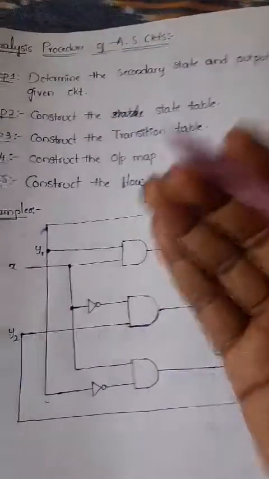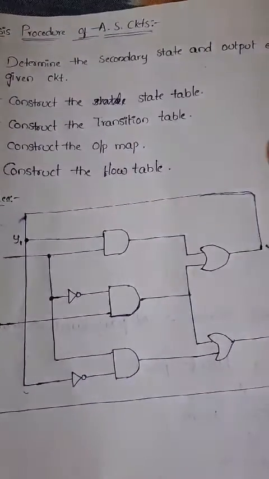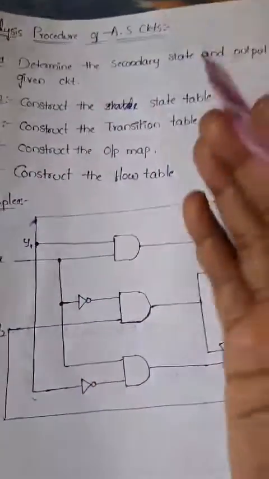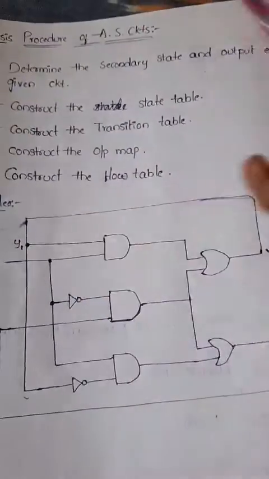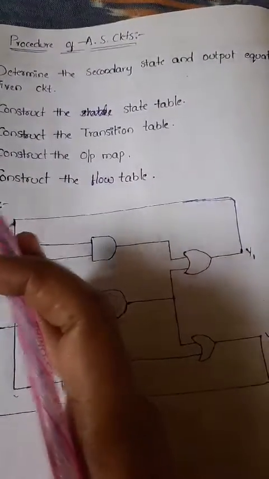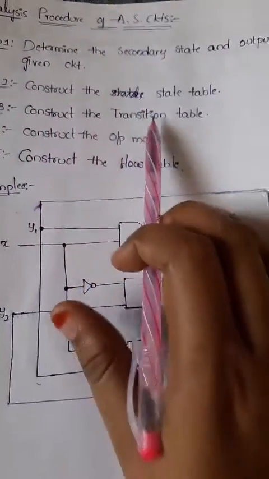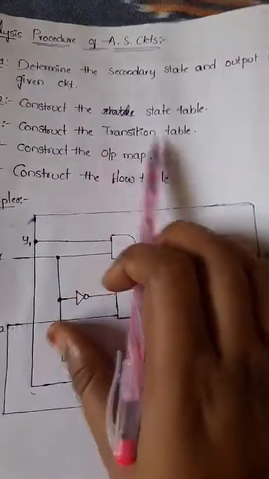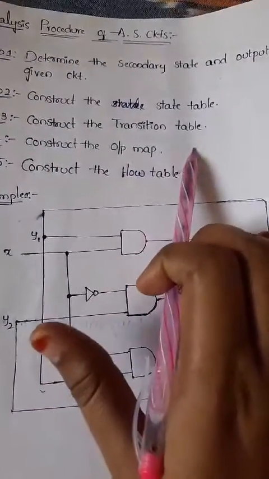In general, another name for the state table is the truth table. The truth table is based on the output equation, where we find the result, right? So the relation between the input and output gives the truth table. The state table is the relation between the present state and next state. Now the third step is to construct the transition table. I will explain how to do this transition table. And the next one is to construct the output map. The output map is nothing but a K-map.